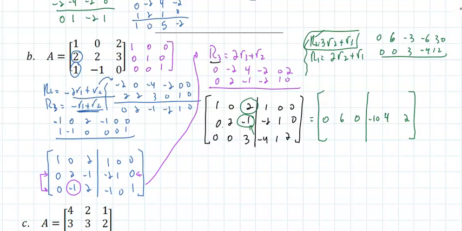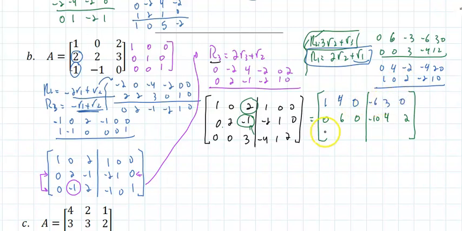And if I am to do this part, 2 times row 2. 2 times row 2 is actually 0, 4, negative 2, negative 4, 2, 0. Add it to row 1. Row 1 is 1, 0, 2, negative 2, 1, 0. Add those. That's a 1. That's a 4. That's a 0. That's a negative 6. That's a 3. That's a 0. And row 3, I'm just going to copy down.